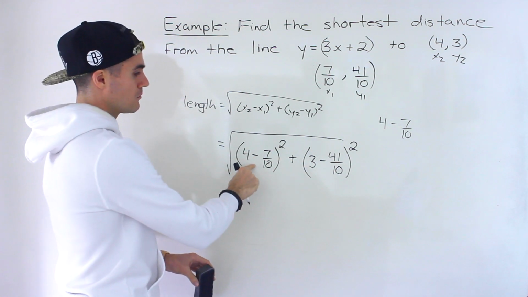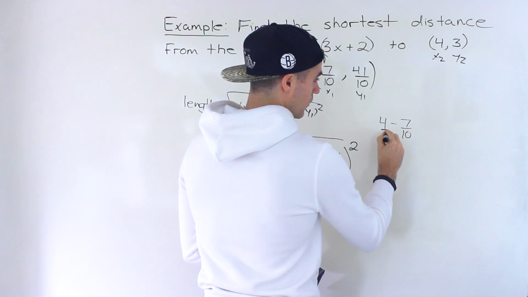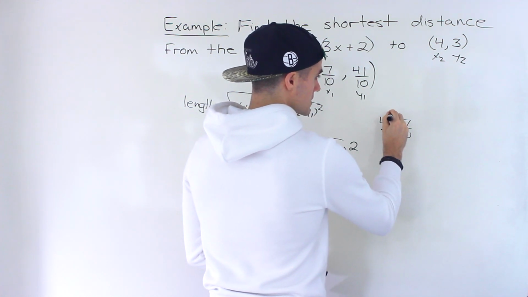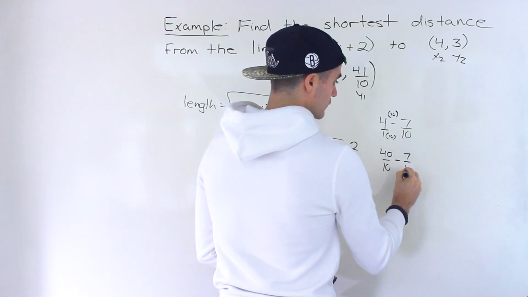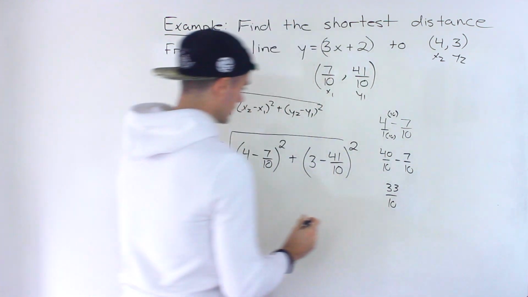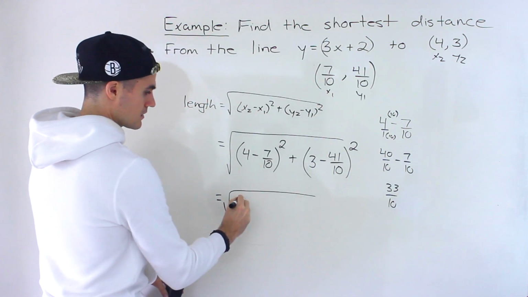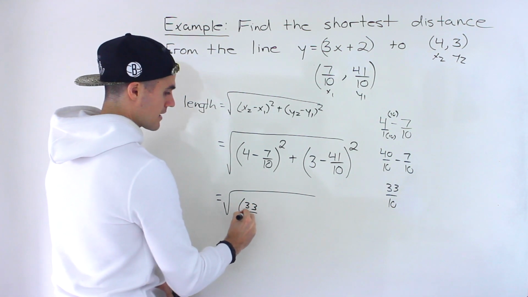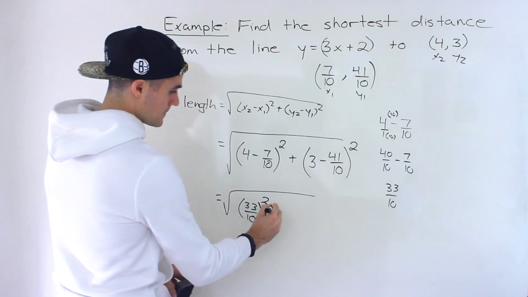So let's do 4 minus 7 over 10 over here. So this 4 is like over 1. Multiply this by 10, multiply this by 10. So we'd have 40 over 10 minus 7 over 10, which gives us 33 over 10, like that. So this bracket here is going to be 33 over 10, but that's still going to be squared. Don't forget about the exponent there.